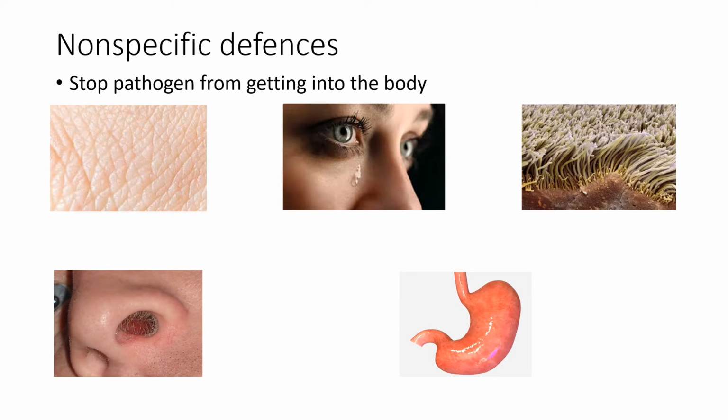To get started, there are 5 different types of what are called non-specific defenses. By non-specific defenses, I mean they're not targeted to any one particular type of pathogen. They will just block out any type of pathogen. So pause the presentation, look at each picture, work out what you think each picture might represent, and when you're ready, we'll go through the answers. So pause the presentation now.